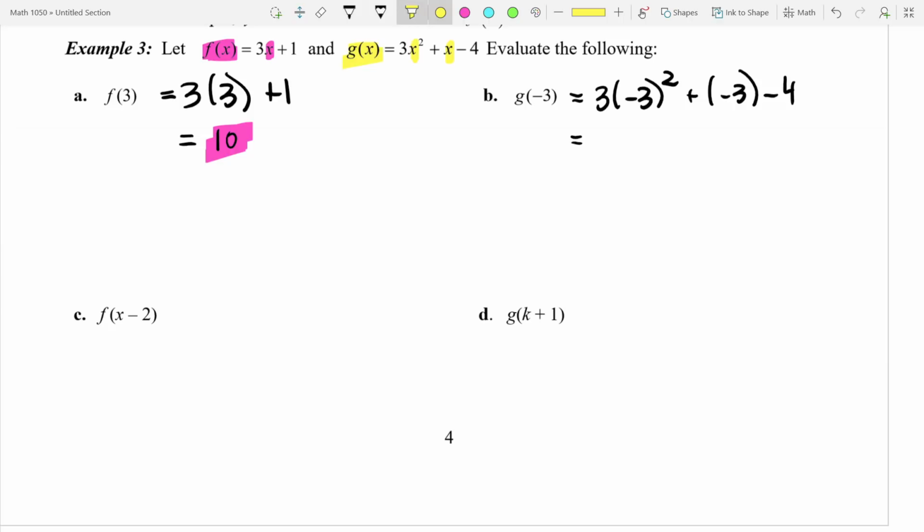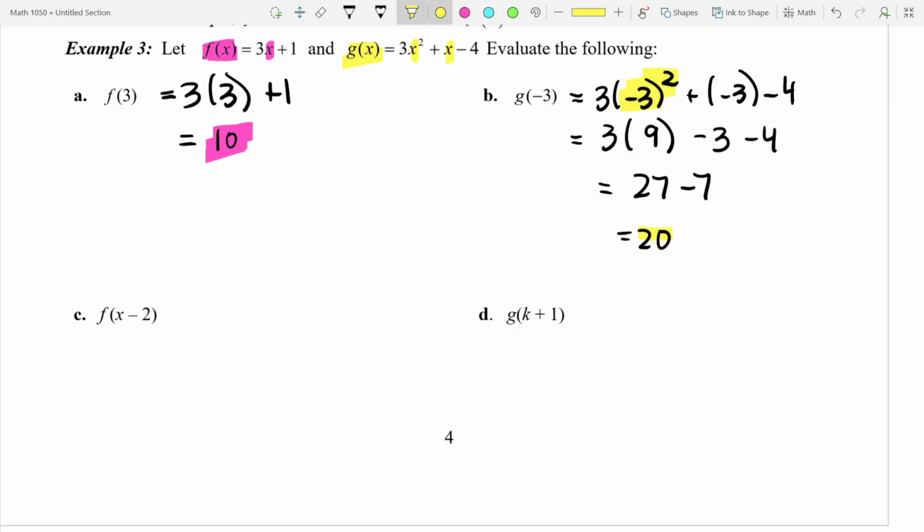Okay, so the first step you're going to do is right there. So you're going to go 3 times a negative 3 times a negative 3, which is a positive 9. Positive times a negative is a negative, 3 minus 4. So that's 27 minus 7. A negative 3 and a negative 4 is a negative 7. That's going to give me a 20.